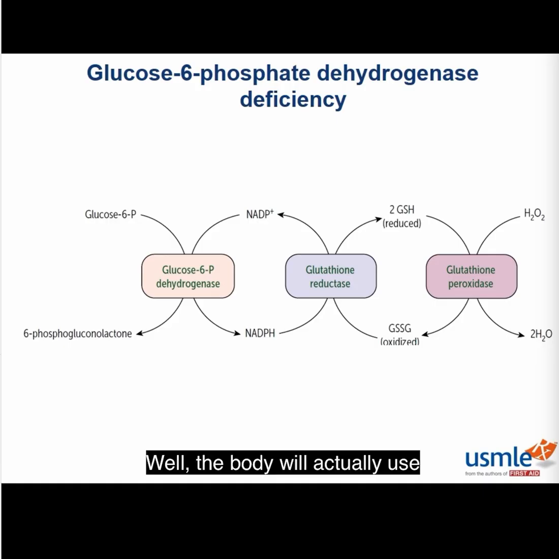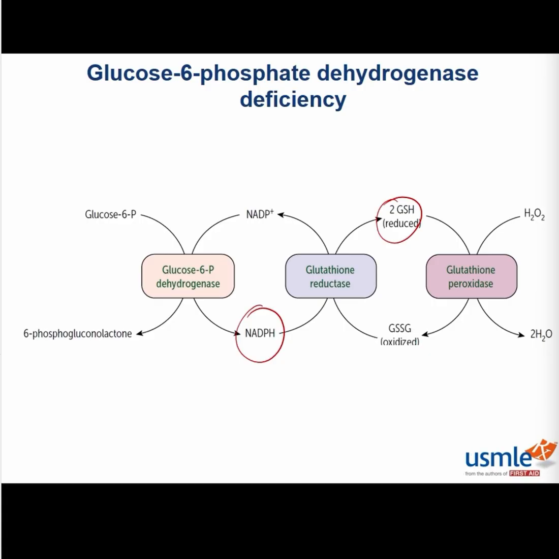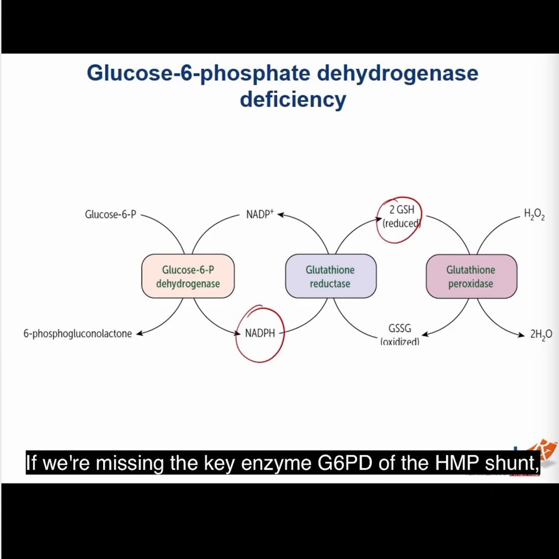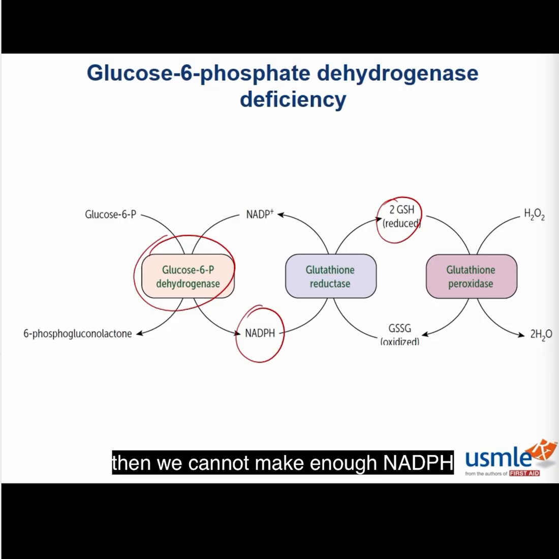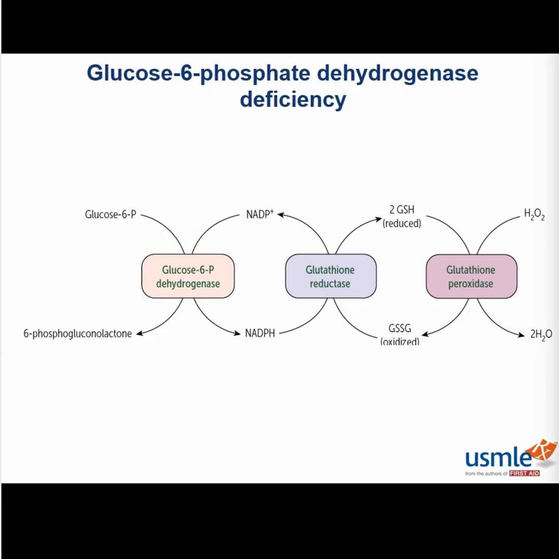Well, the body will actually use a reduced form of glutathione to neutralize the hydrogen peroxide to water. However, to keep high supplies of reduced glutathione available, the body needs a lot of NADPH. And where did I say we got our NADPH? The HMP shunt. If we're missing the key enzyme G6PD of the HMP shunt, then we cannot make enough NADPH and our bodies can be subjected to oxidative stress without being able to appropriately deal with it.